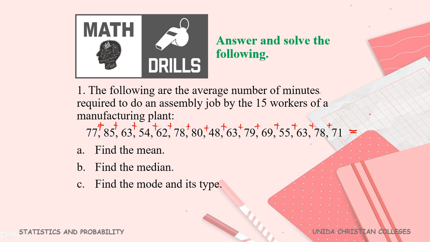So, we will get 1,025. And after that, we need to divide it to, ilan po ang n natin? We have 15. So, kung di man siya given sa ating problem, count nyo na lang, no? From the first data up to the last data. So, yun po yung inyong magiging total number of samples or total number of values. So, 1,025 divided by 15, ano po ang makukuha nating sagot?